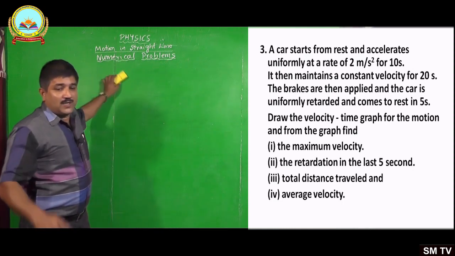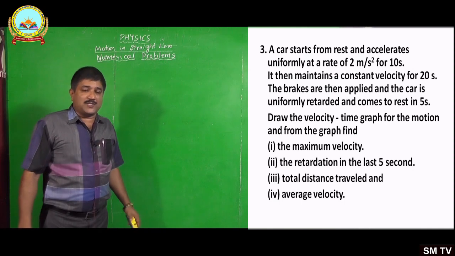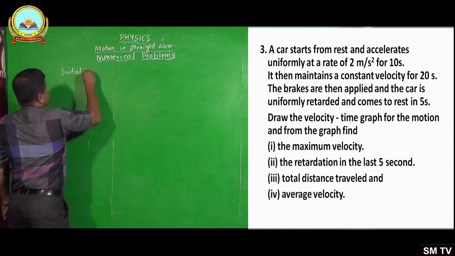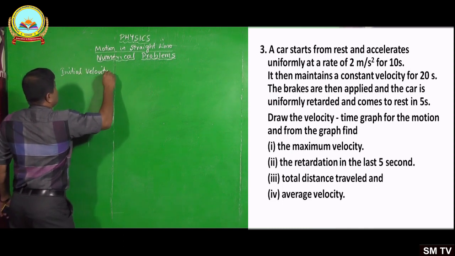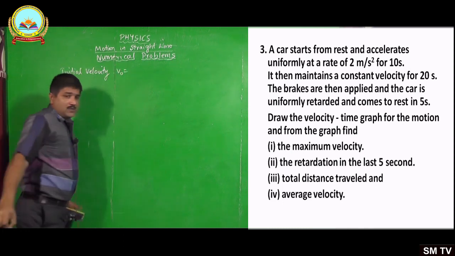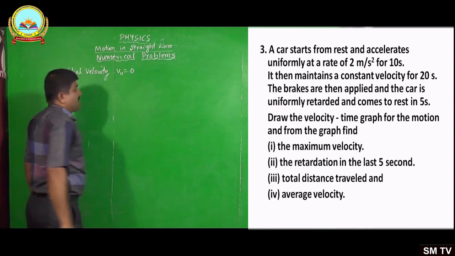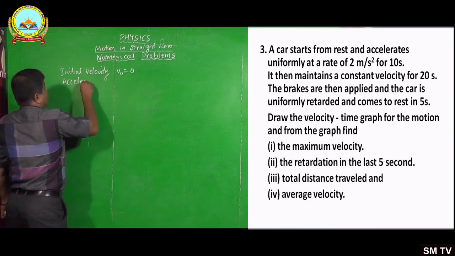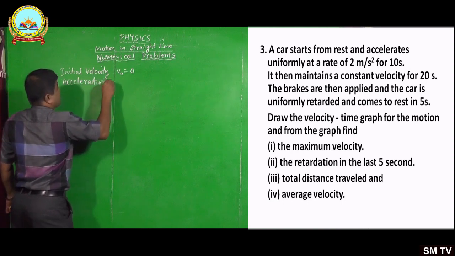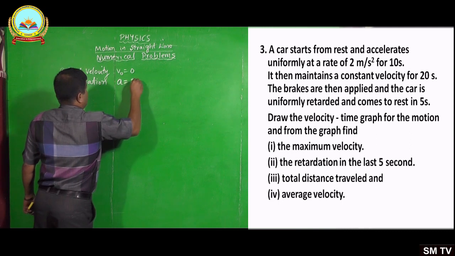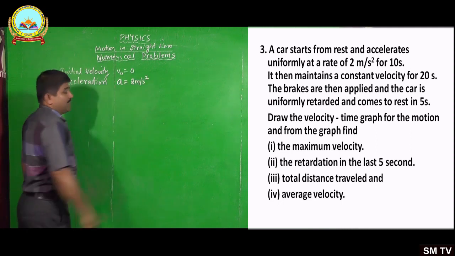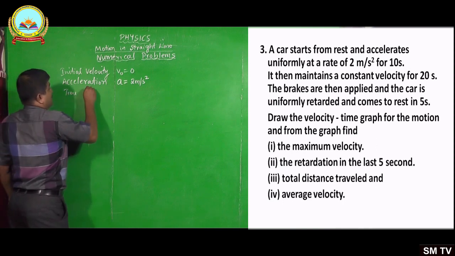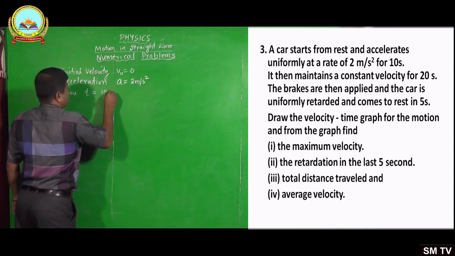Okay, so first write the given data. Initial velocity v naught equal to 0. Okay, because it starts from rest. Then acceleration is given in this question. Acceleration a, symbol is a, equal to 2 meter per second square. Then for 10 seconds it is accelerated, so we can write time interval or time duration is 10 seconds.